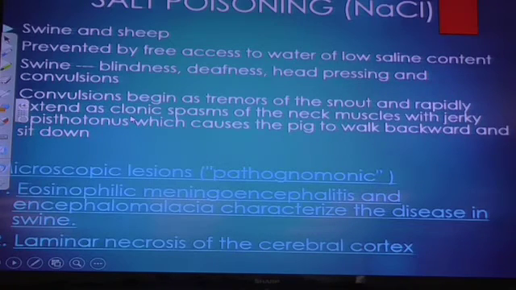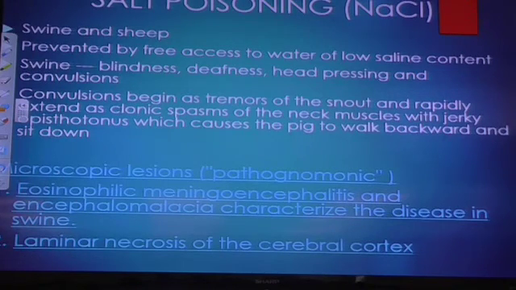Microscopically, this is pathognomonic. So if you see one plus two, it is equal to saying we know for sure that this animal has salt toxicosis. The first thing is an eosinophil infiltrate within the meninges and the brain. So we have eosinophilic meningoencephalitis, and softening characterizes the disease. So eosinophilic meningoencephalitis and laminar cortical necrosis are the two things that are pathognomonic for salt toxicosis.